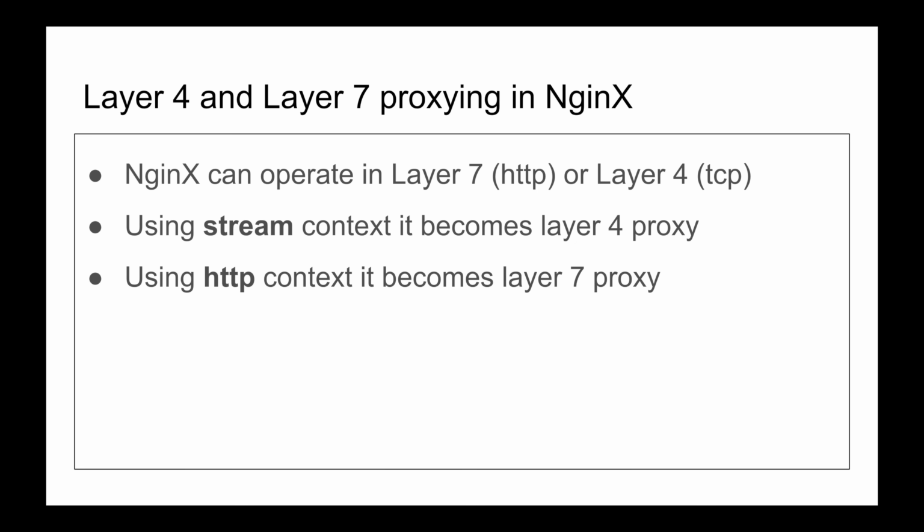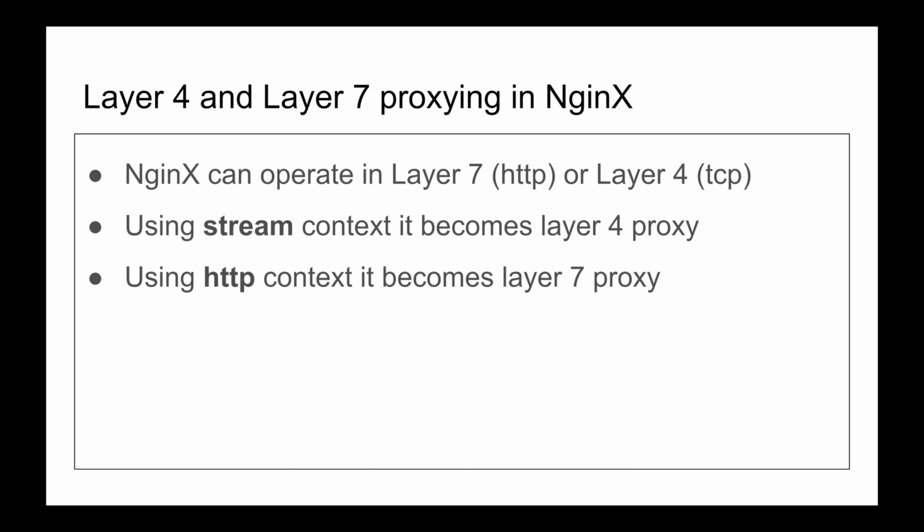Layer 4, at that stage where TCP and IP play, you have access to very few things to work with. You have access to the IP address and the port, and that's pretty much it. Maybe a few other things. Okay, maybe the TLS handshake at that point.